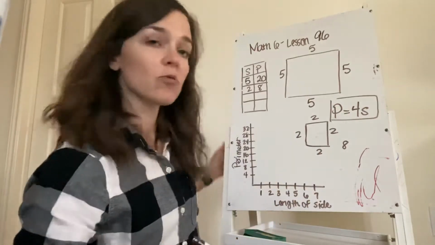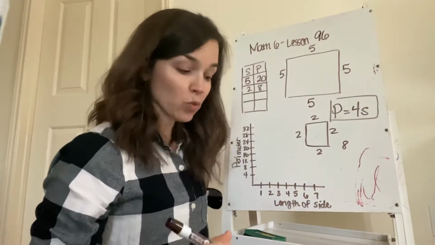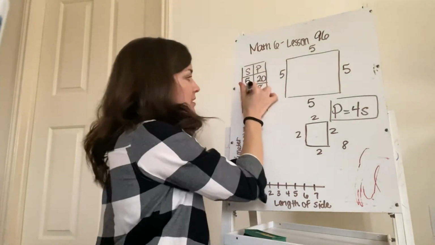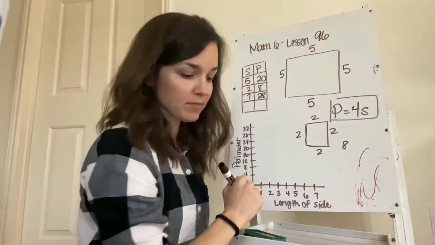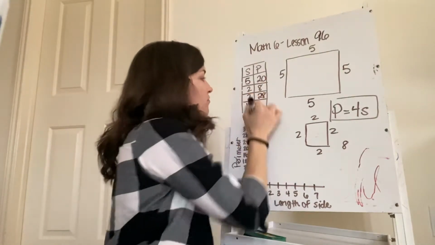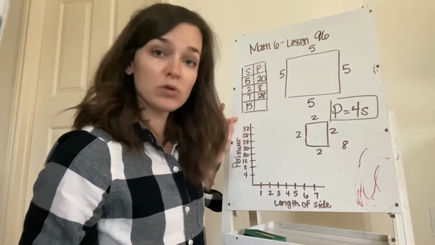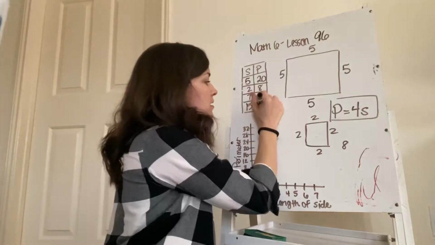Using that rule or function, we would be able to set up a table of data. Really these values could be anything, okay? But if I plugged in, let's say 7, then this one would have to be 28. Now, if I wanted to find the perimeter when the side length is 15, I would multiply 15 times 4, which would give me 60.